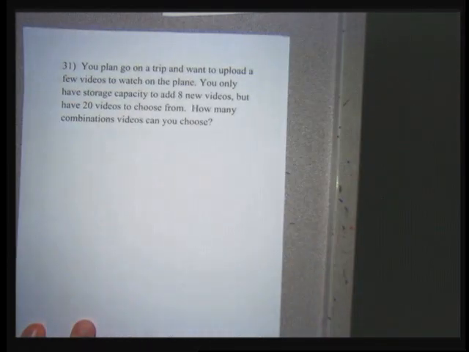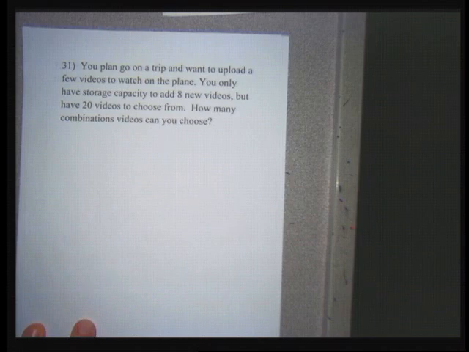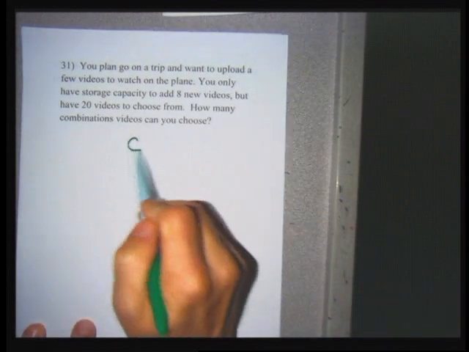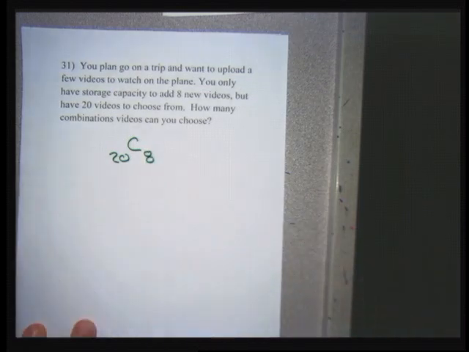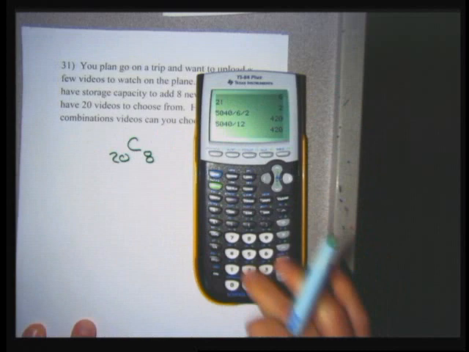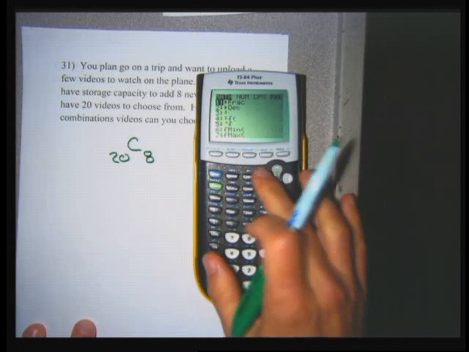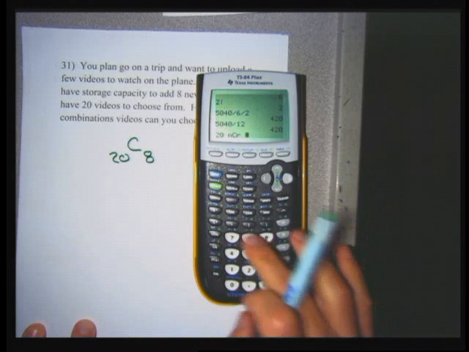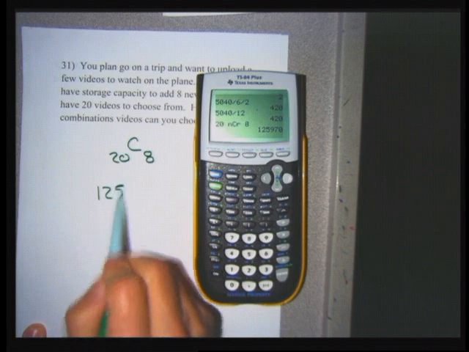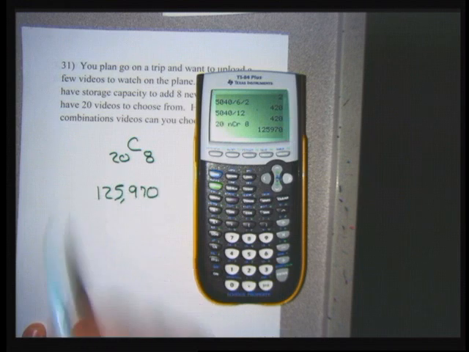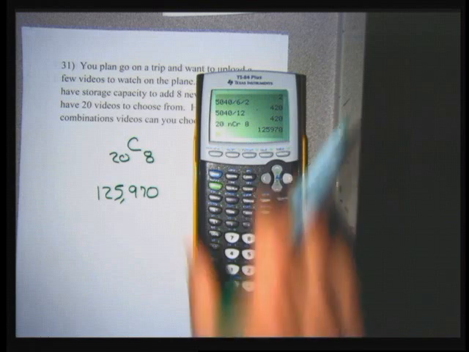On problem 31, you only have room for 8 new videos on your tablet, and you have 20 that you'd like to pick. How many different combinations of videos can you have? So of the 20, I'm going to pick 8. The order that I pick them in doesn't matter, so it's a combination problem. So now I'm going to type the number 20, go to math, go over to PRB, and then pick the nCr and do 8. So there are 125,970 different groups of 8 videos you can pick from 20 videos.